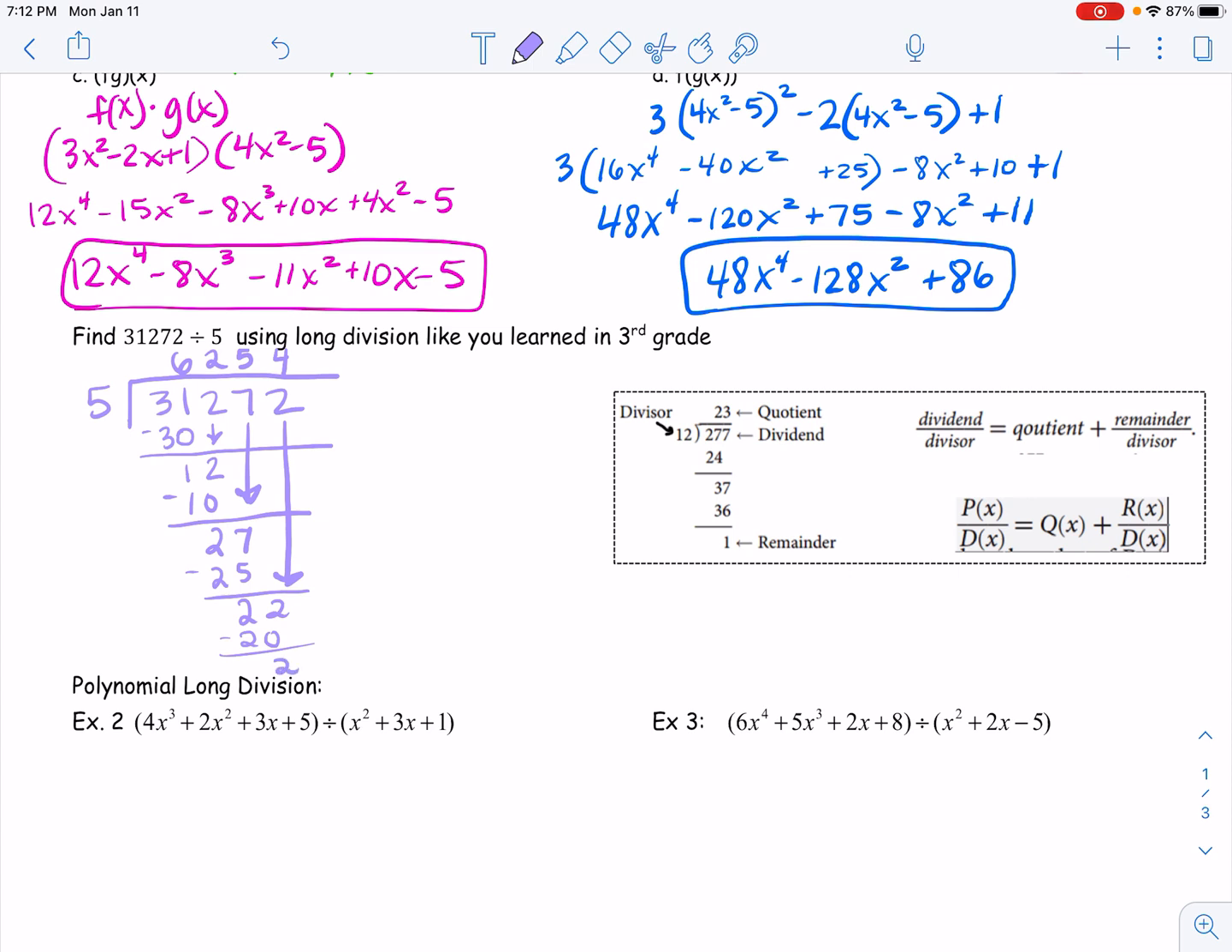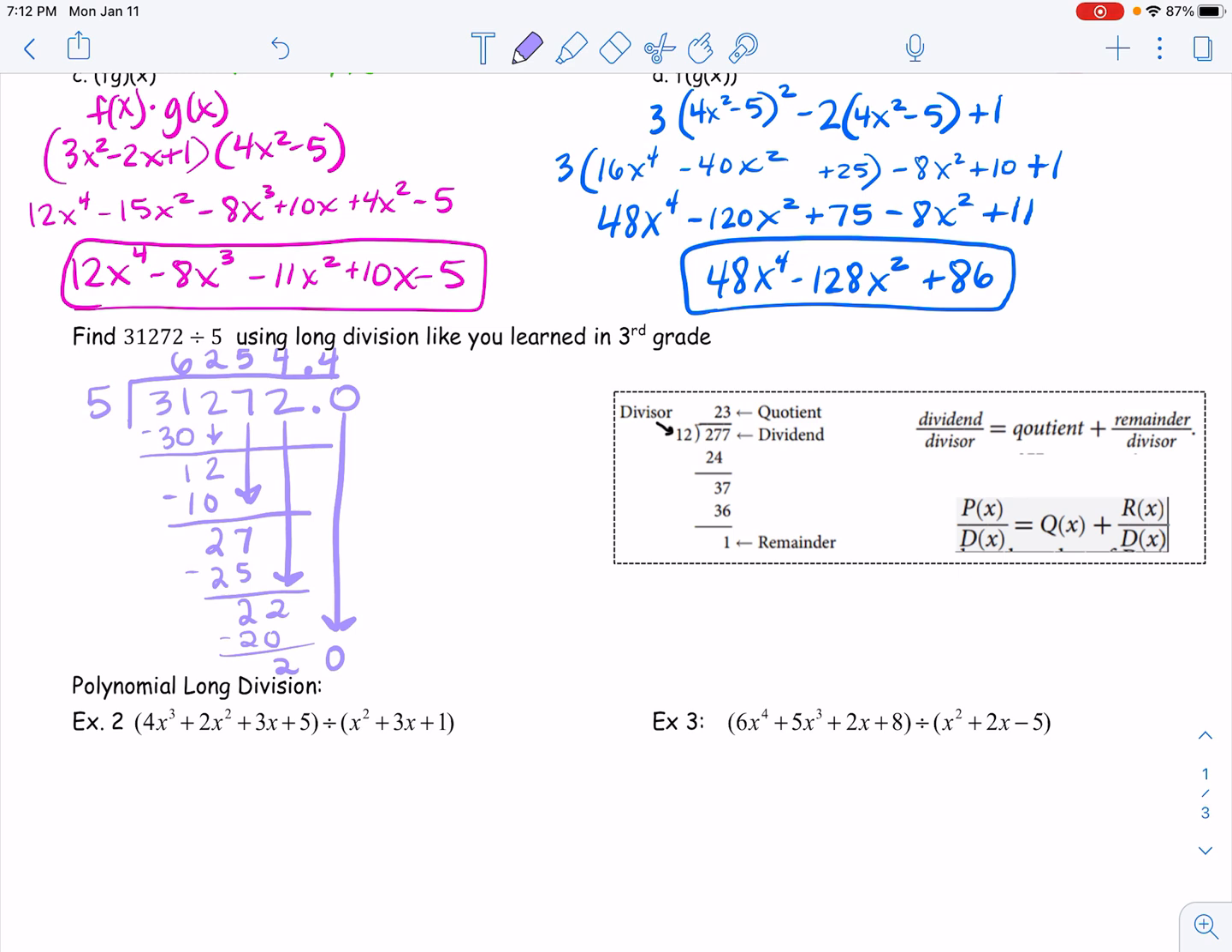Left over is 2. There's nothing else to add on, but most of you would say, well, then you do your decimal and 0. How many times does 5 go into 20? Here's where it's really important that everything stays in line. And then most of you would have said 4. So our answer is 6,254.4. And that's totally fine, right?